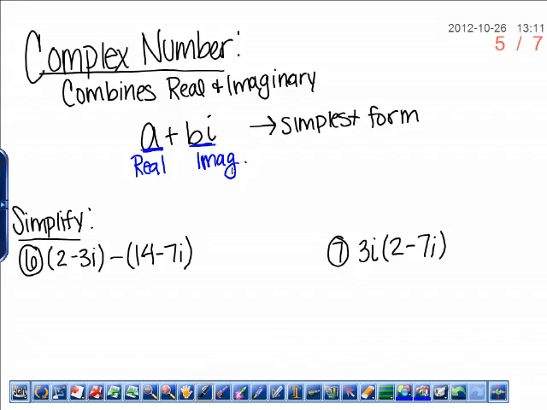So would you agree that I've got to distribute that negative? Okay. So I'm going to rewrite this as 2 minus 3i minus 14 plus 7i. I just distributed that negative.